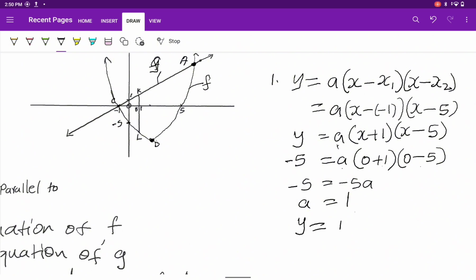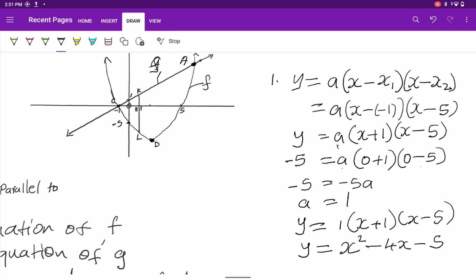So it's 1 times (x plus 1)(x minus 5). We can multiply this out. It will be x squared minus 5x plus x, so it's minus 4x, and 1 times -5 is -5. So the equation of f is x squared minus 4x minus 5.